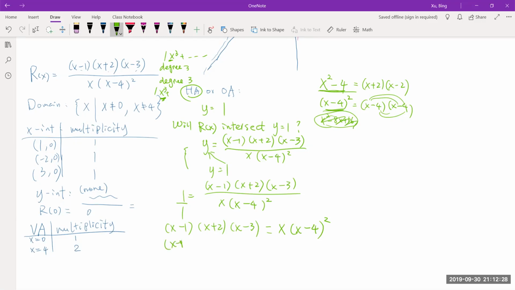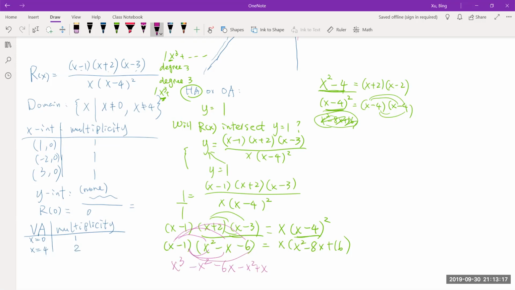I'm going to multiply these two, x plus 2 and x minus 3. If you FOIL it, you should have x squared minus x minus 6. For this one, you can use the formula: x squared minus 8x plus 16. Keep going. Here you have to really distribute. x cubed, then negative x squared, negative 6x, now negative x squared, positive x, and positive 6.